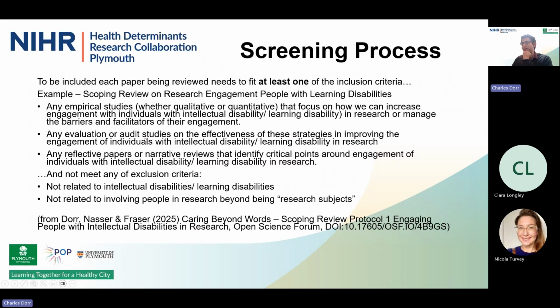The final point I just wanted to make about the exclusion criteria in this particular study was that it related to excluding papers which didn't involve people with intellectual disabilities anything beyond being research subjects. And this is not the place to really go into much detail about that, but it's a specific criterion that was used for that paper.